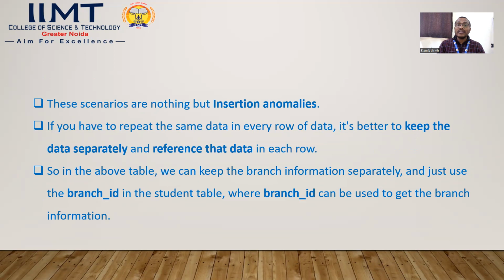These scenarios are nothing but insertion anomalies. If you have to repeat the same data in every row of data, it's better to keep the data separately and reference that data in each row. So in the above table, we can keep the branch information separately and just use the branch ID in the student table, where branch ID can be used to get the branch information.